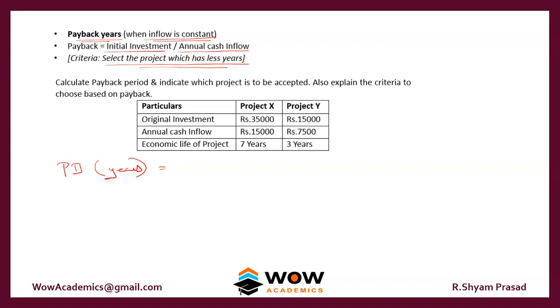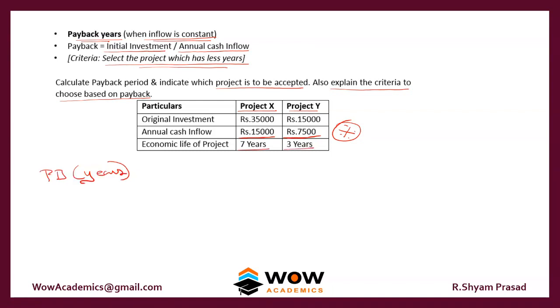So we'll do this problem. Calculate the payback period and indicate which project is to be accepted. Also explain the criteria to choose based on the payback. So there are two projects here, project X, Y. The investment is given, the annual cash inflow is given. So it is constant. So that's what they have given as a single number. If it was going to be a differing number in each year, they would have given you that. But as it's the same number, the cash inflow is constant. So only when the cash inflow is constant, we can use this method. And they have also given you the economic life of that project.